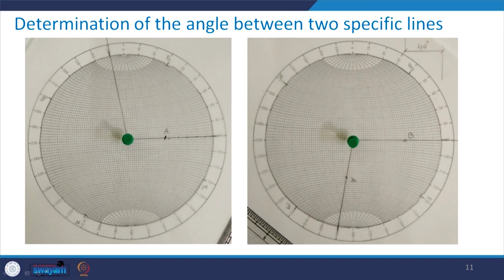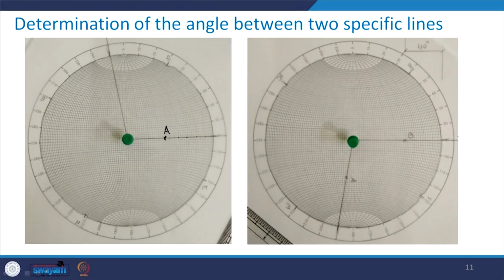So, I will mark here this as A. Similarly, for this point B again, I have two lines, one was for 140 degree and another one was 240 degree. So, this is what we did with 140 degree. Now coming to the next one, that is 240 degree. Again the same thing that we are going to do.